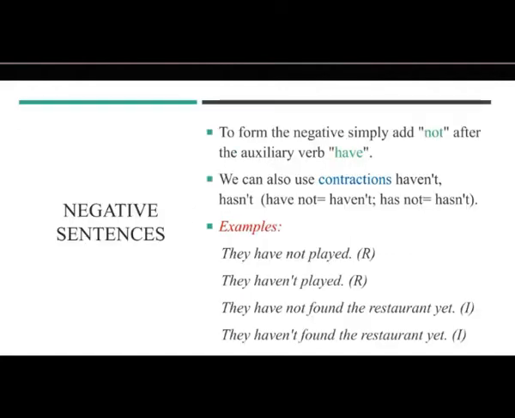Now, let's have a look at the present perfect in negative sentences. To form the negative, simply add not after the auxiliary verb. We may also use contractions haven't or hasn't.